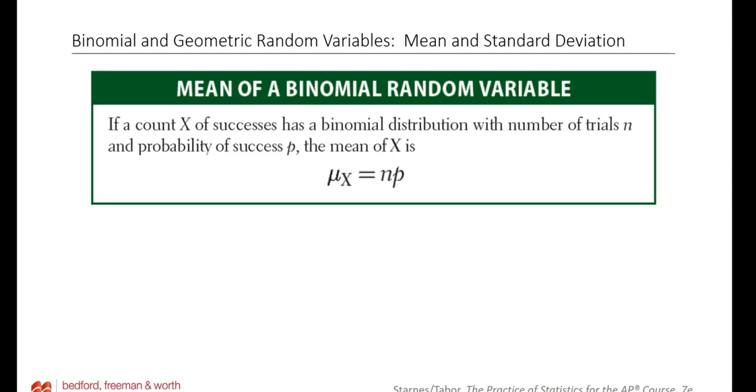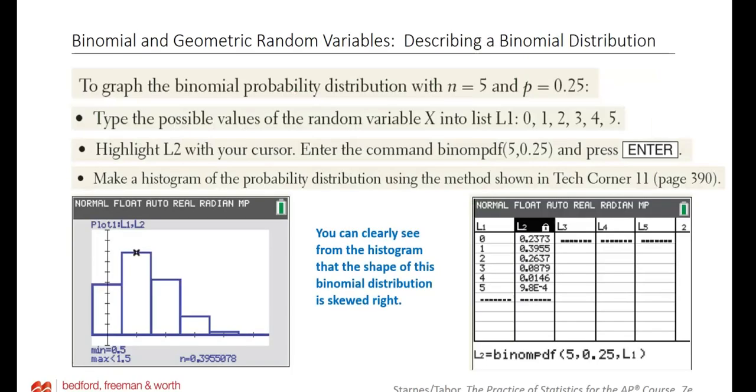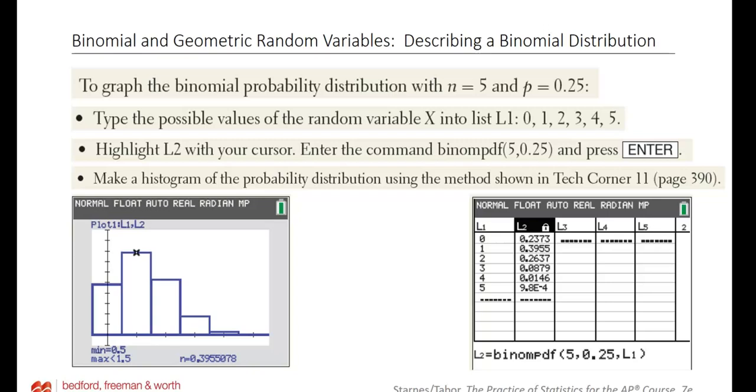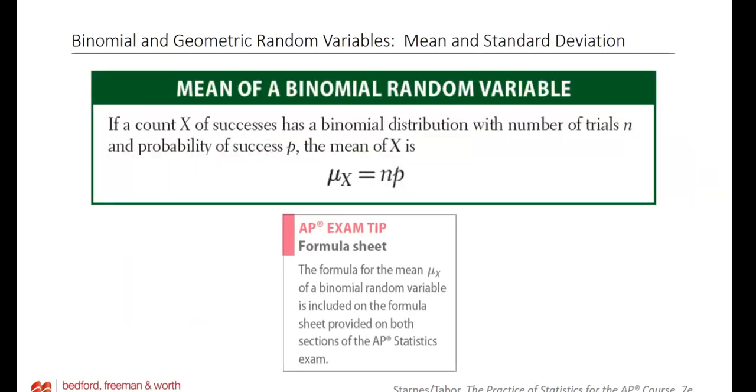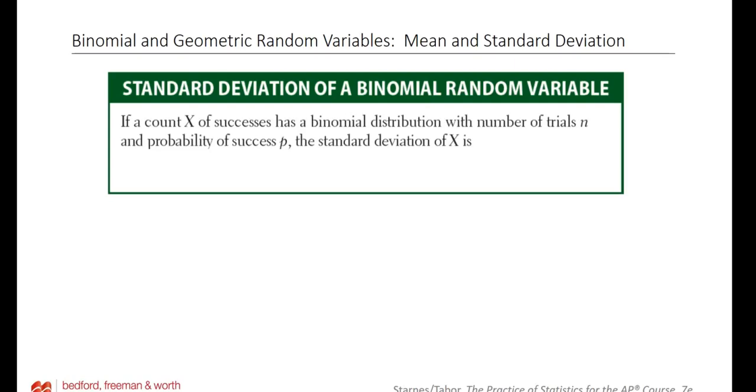If X has a binomial distribution, this formula is somewhat intuitive, actually, weirdly, but it's really nice to know. And it's on the formula sheet, and you got it. So the mean of a binomial distribution is just n times p. So that last one, it would just be 5 times 0.25. So we would expect the mean to be 1.25, because that's what 5 times 0.25 is. And by the way, the mean looked like somewhere around 1.25. It was between 1 and 2 there on the histogram, so that looks about right. It is on the formula sheet, which is nice.